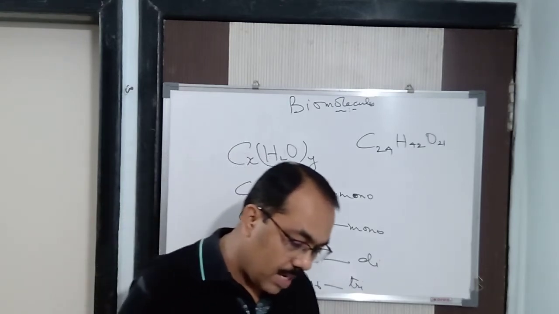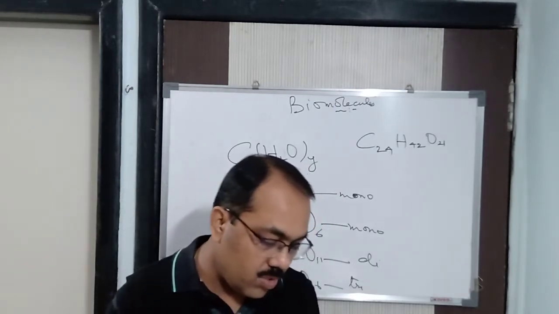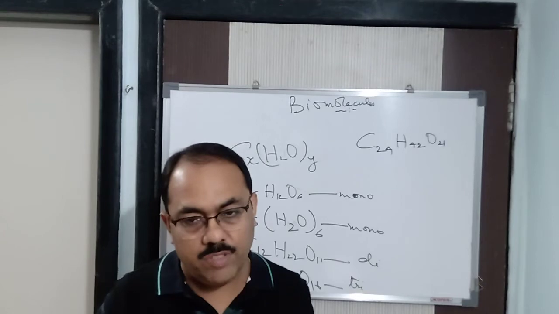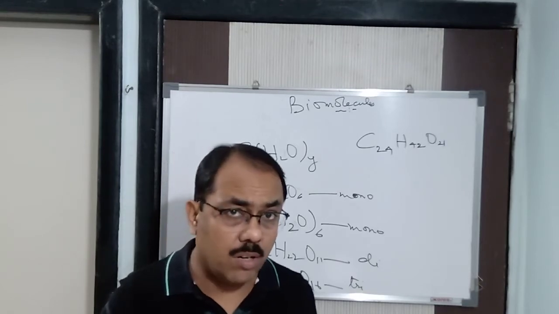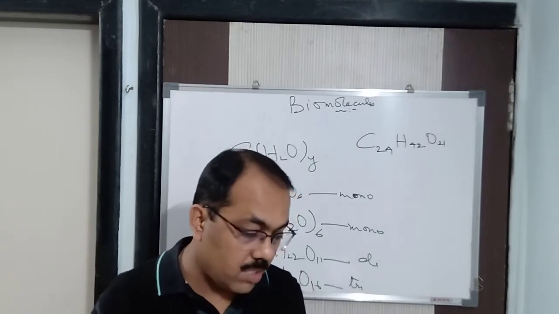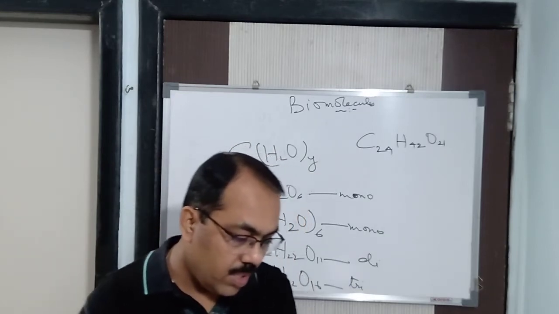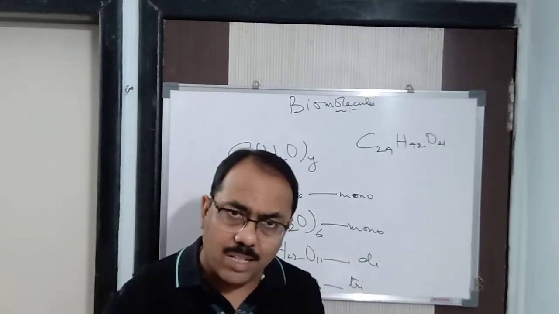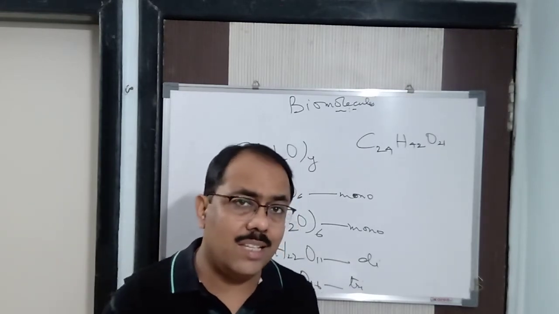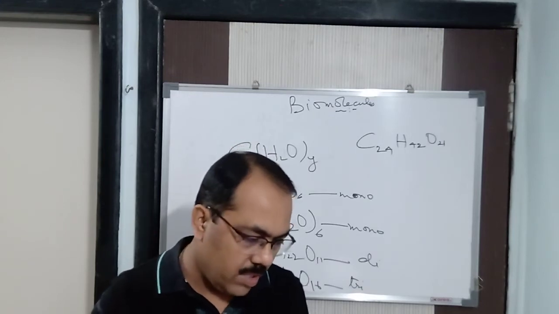Now polysaccharides: carbohydrates which upon hydrolysis give a large number of monosaccharide molecules are called polysaccharides. Examples are starch, cellulose, glycogen, etc. They come under polysaccharides. So these are the different types of saccharides or carbohydrates based upon hydrolysis. Clear?